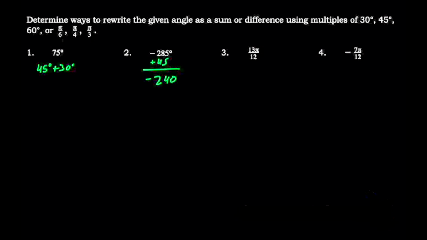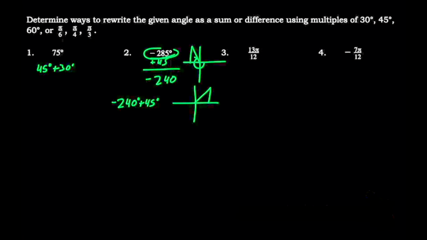And 240 degrees is an angle on the unit circle that we can use special triangles for. So if you think going in the negative direction, this would be negative 180, and then I would need 60 more to get to 240. So negative 240 would be like this. And of course, positive 45 is just in the first quadrant. So to answer this problem, they're just looking for us to write negative 240 plus 45. That's how we're taking this angle negative 285 and breaking it up into these two angles.